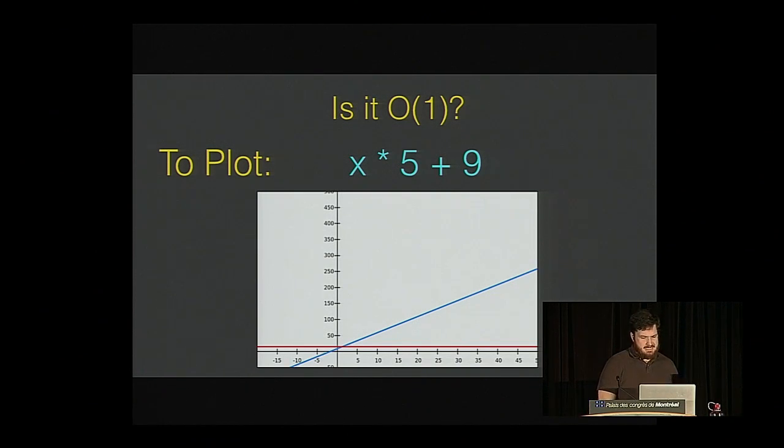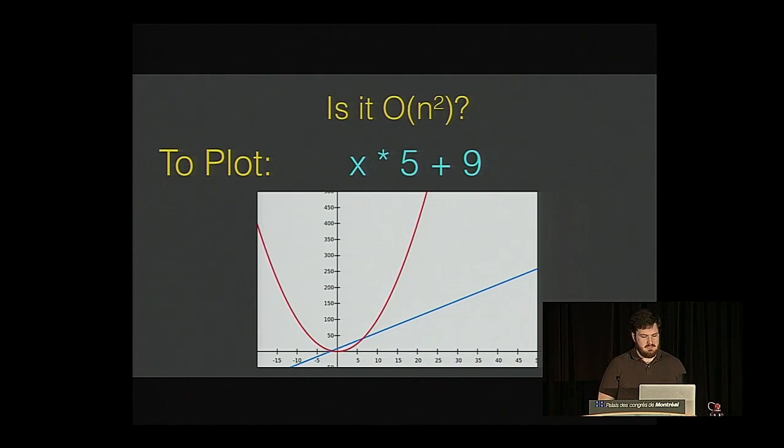Okay? So the next question is, is it the next higher complexity level? Is it O of n squared? And you can see here for values greater than 7, that blue line is never going to cross this red line because that red line shoots up very quickly.